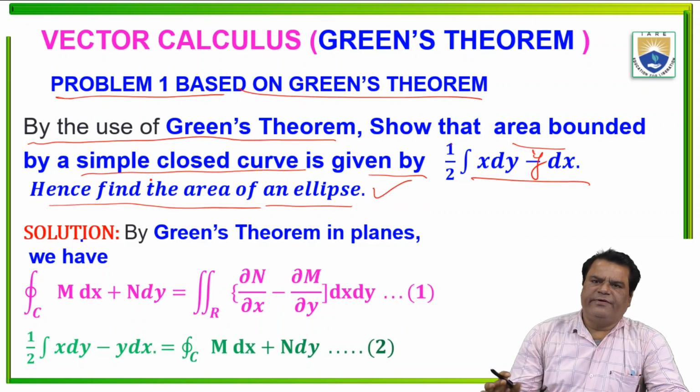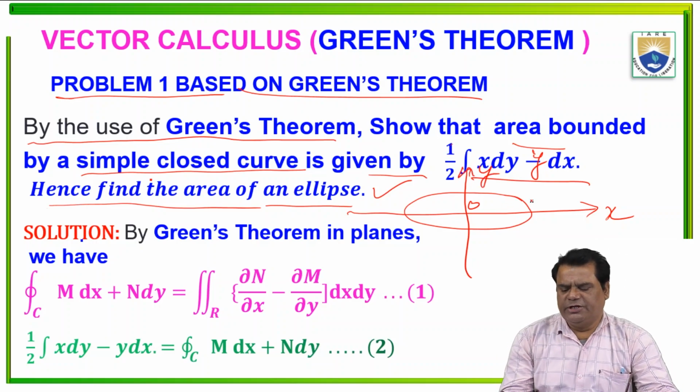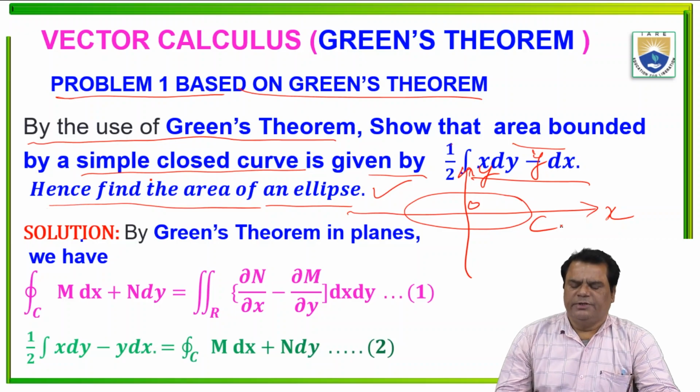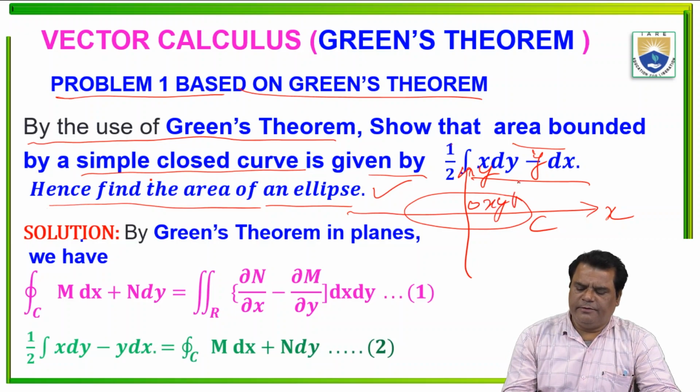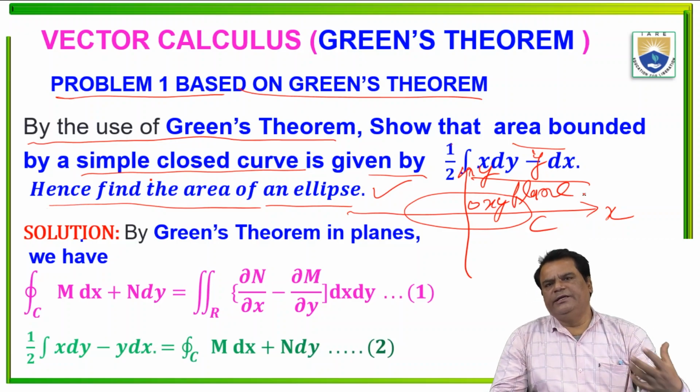Find the area of an ellipse. So the ellipse is this. This is the x-axis and this is the y-axis. This is the origin. So this is a two-dimensional curve, represented by C. This is the xy plane. Now find out the area of an ellipse.